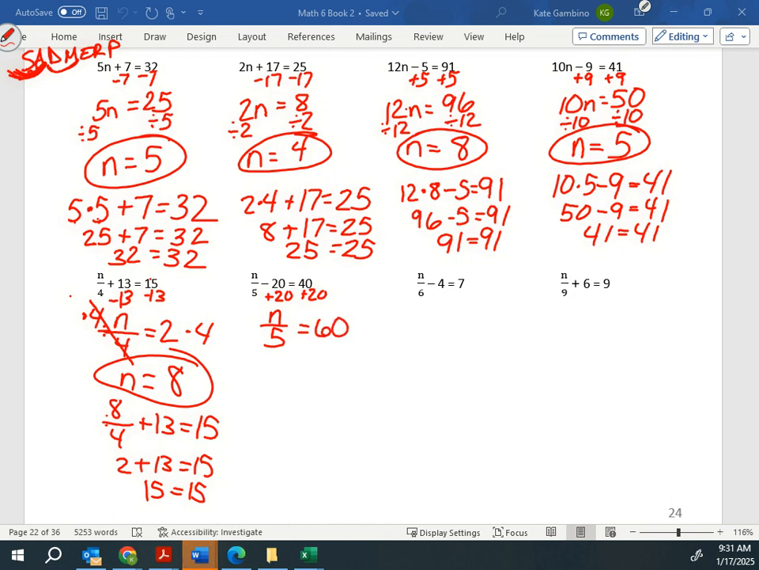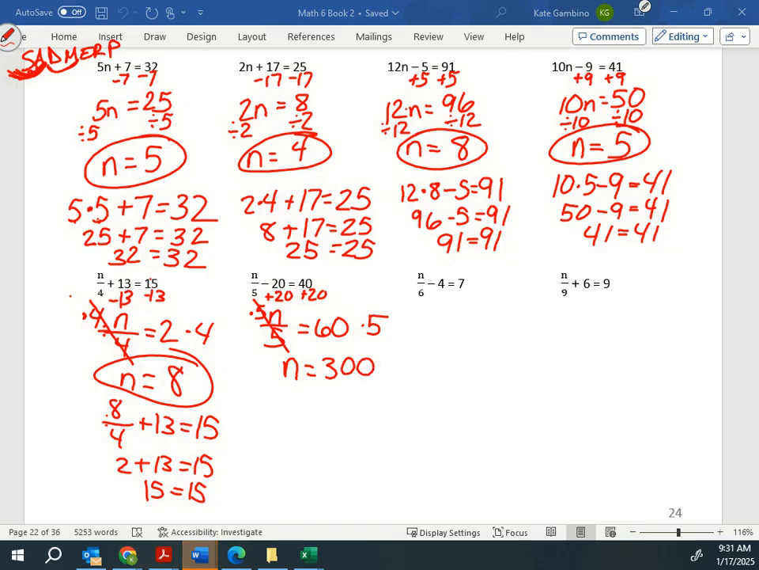What's my next step? Kylie. We're going to multiply by 5 because we were dividing by 5. We're multiplying by 5. 5n over 5, the 5's cancel out, so we have n. 60 times 5 is 300.